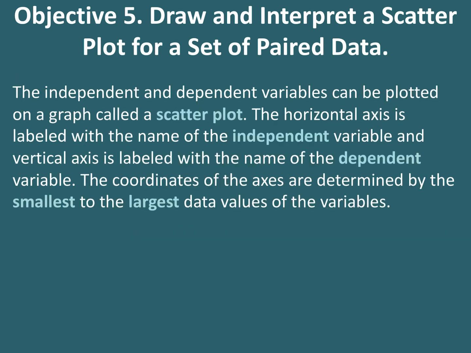The independent and dependent variables can be plotted on a graph called a scatter plot. The horizontal axis is labeled with the name of the independent variable, and the vertical axis is labeled with the name of the dependent variable. The coordinates of the axes are determined by the smallest to the largest data values of the variables.